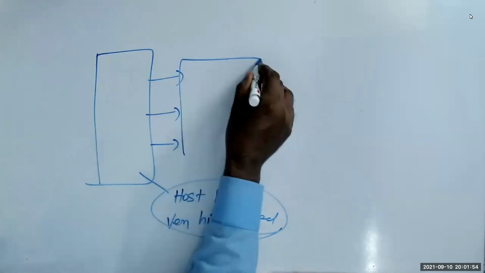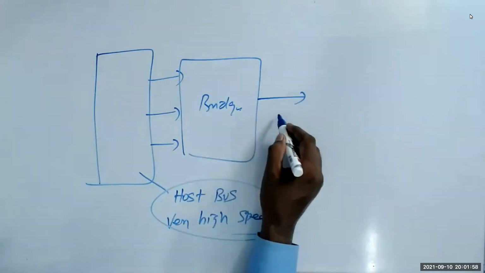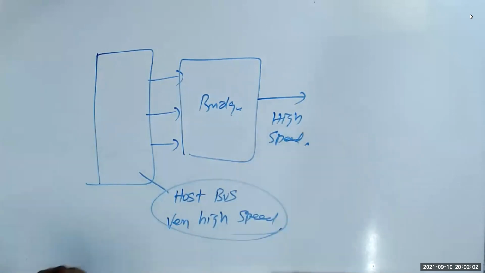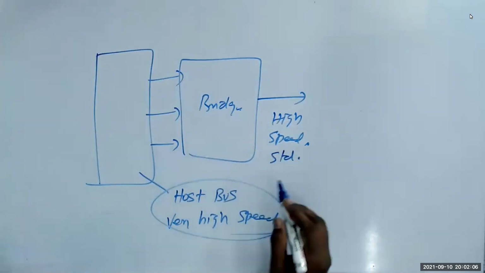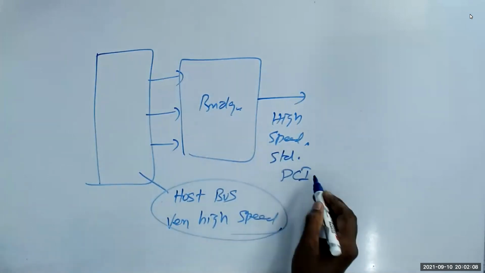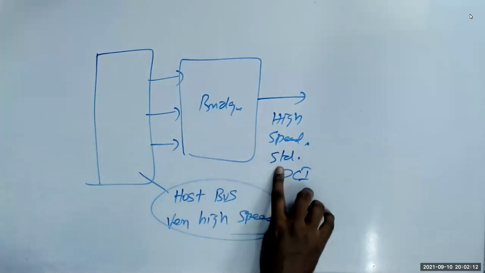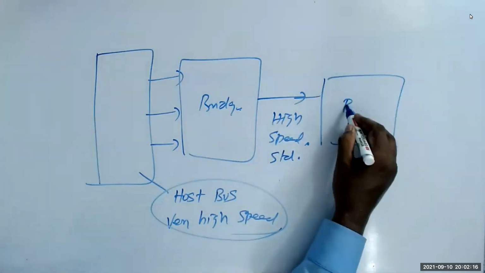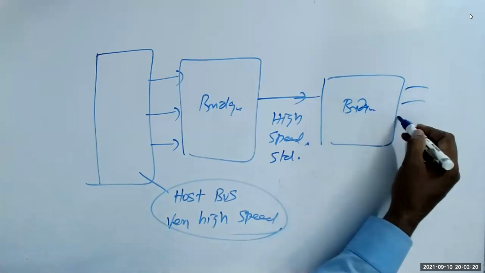Then we have a bridge that reduces it to high speed, but a standard bus, like PCI or PCI Express or whatever. There are so many other buses. From there, you have another bridge, or we can call them controllers or whatever it is. We have so many other buses.